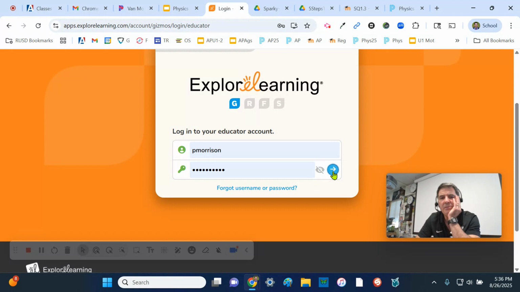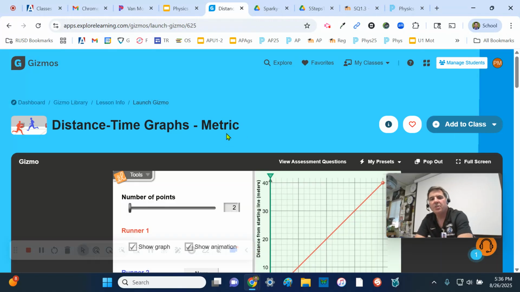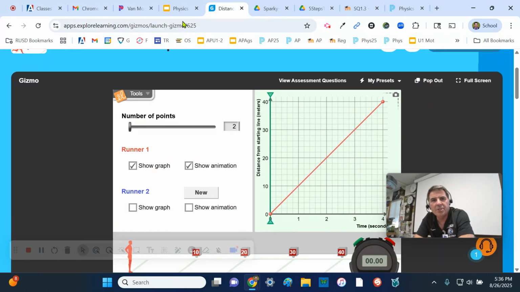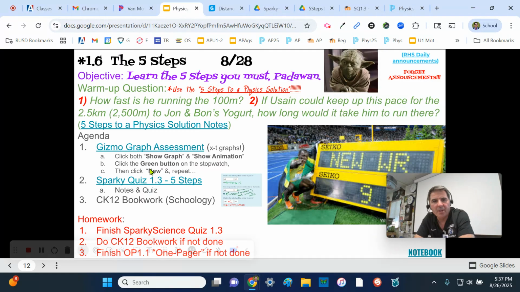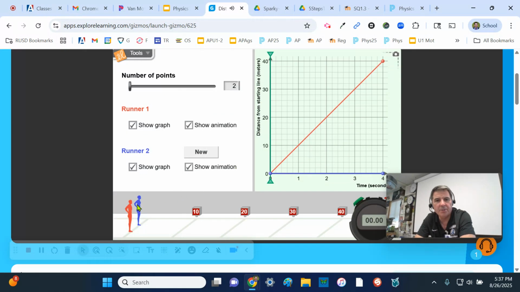Okay. Why aren't you logging me in? There we go. And so this is what we're going to do. On the instructions, it says, click show graph and show animation, and then click the green button, and then click new and repeat. So I'm going to show you the whole thing. Pretty easy. I'm going to click this, boom, and this, boom. And it's going to put the blue person on the graph. The red is the red person. The blue is the blue person.